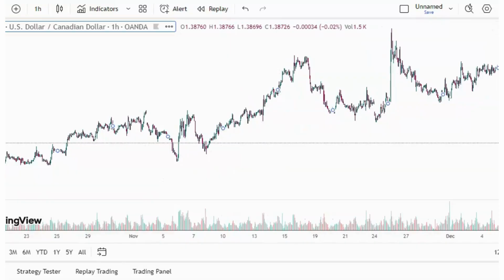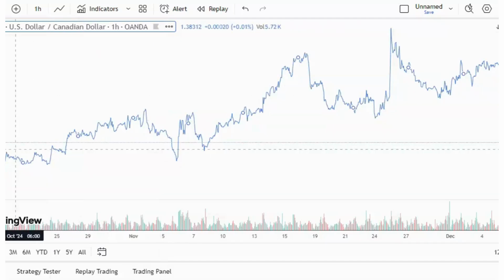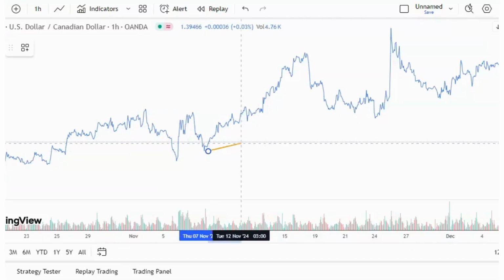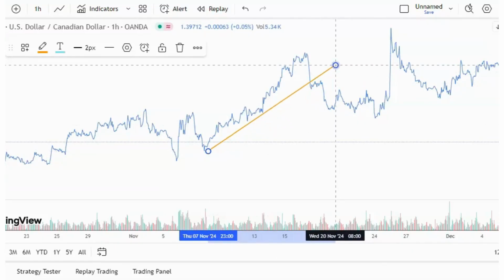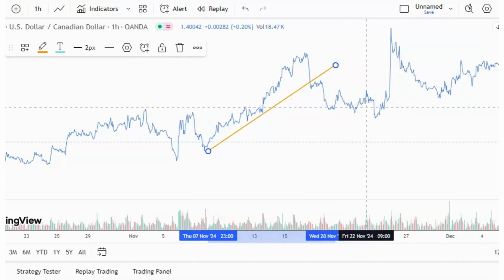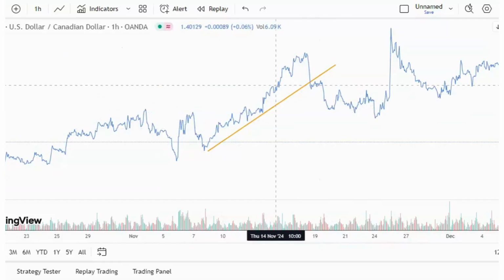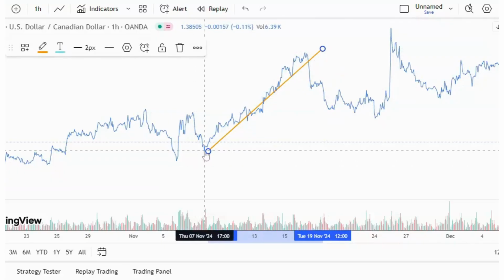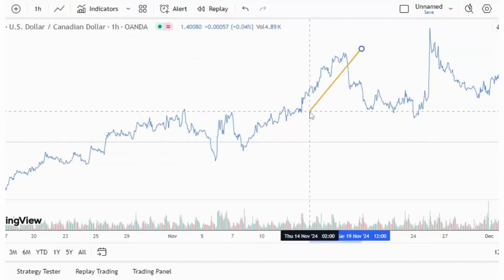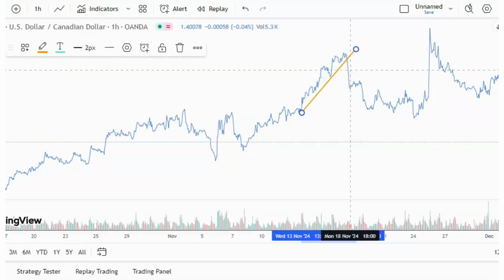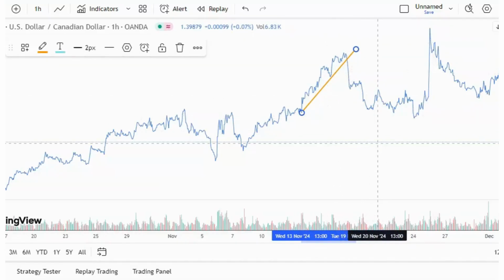All right, here's another. Let's go back to the line chart. Draw a trend line here. Once it breaks it, it goes lower, lower and lower. Or you can draw the line like that, and once it breaks it, you have even better results.